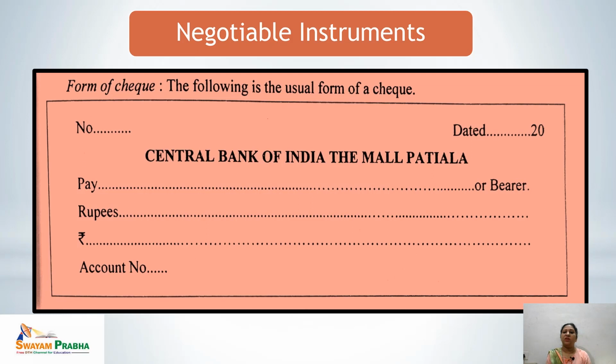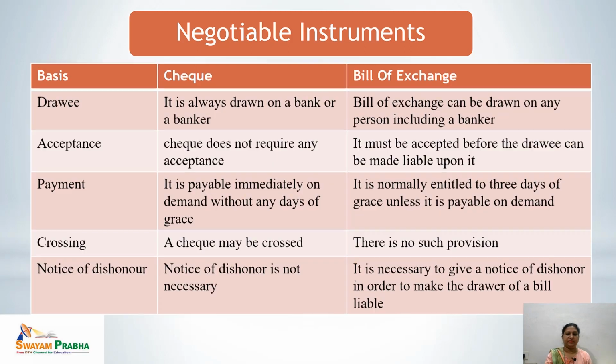This is a format of a check. Form of check, the following is a usual form of a check. Serial number is mentioned, date is mentioned, Central Bank of India, the Mall Patiala, pay to bearer, to whom it is to be paid, how many rupees are to be paid, what is the account number. With this, there is always an electronic image present on the face of the check.